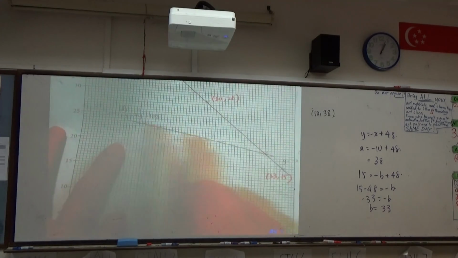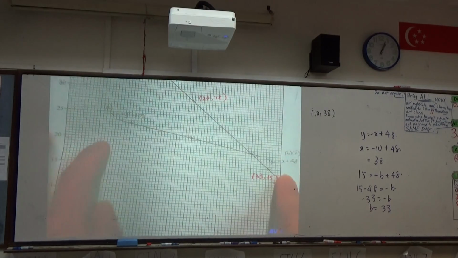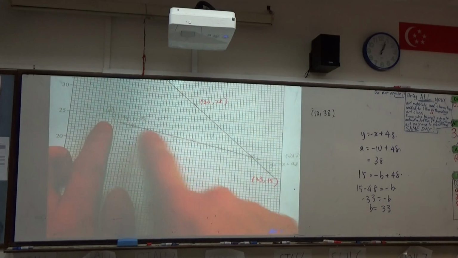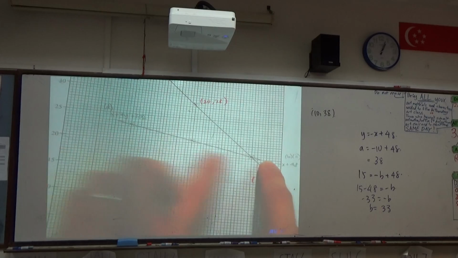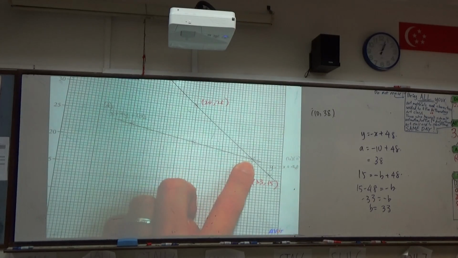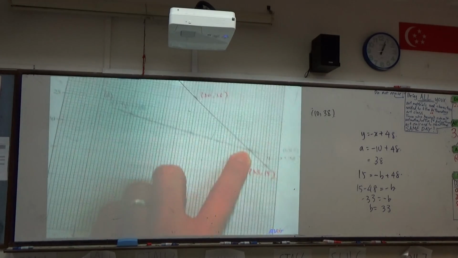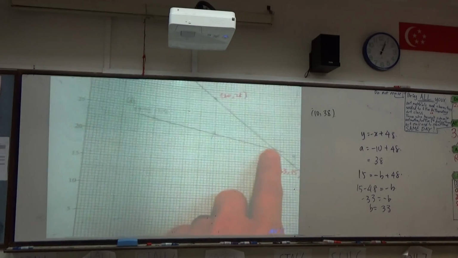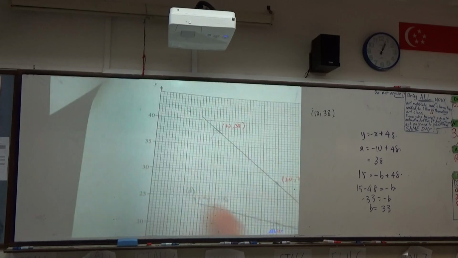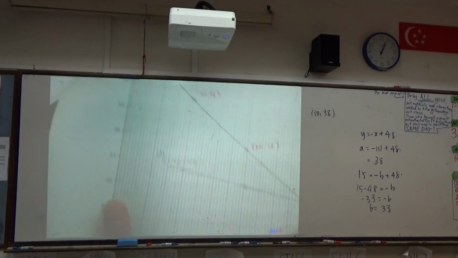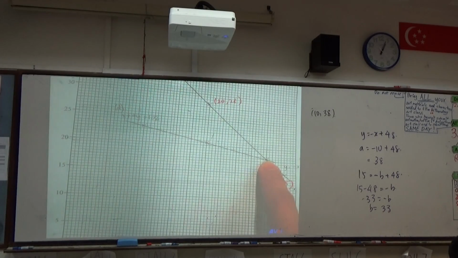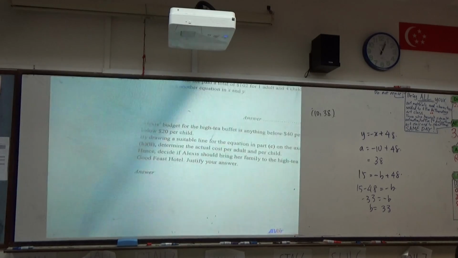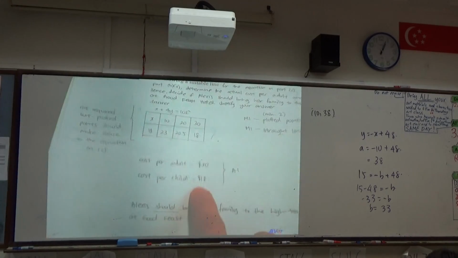So this is the line you're supposed to plot. By the way, some of you never label also. This is the line that you should end up plotting, and then this is the answer, where you will know the number of adults and children from the intersection.